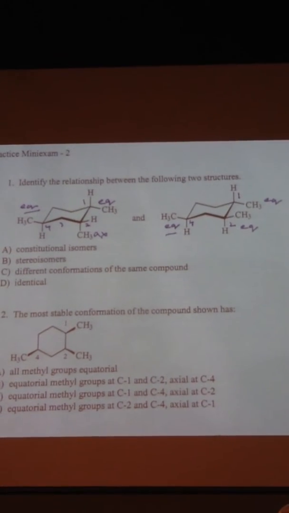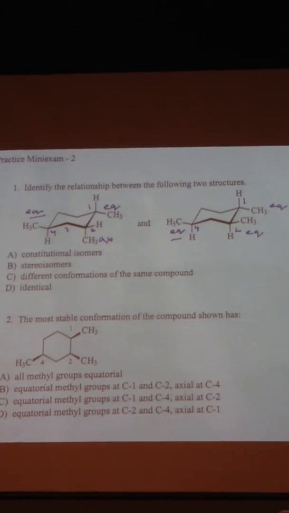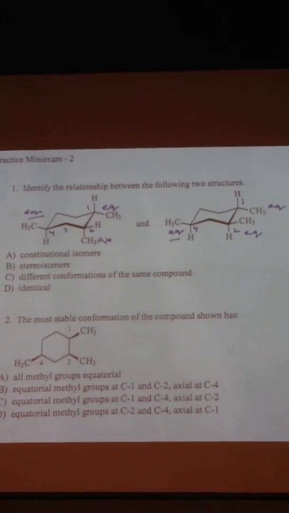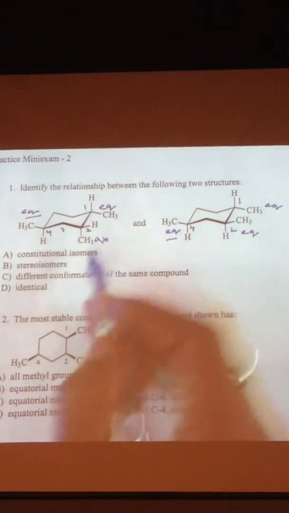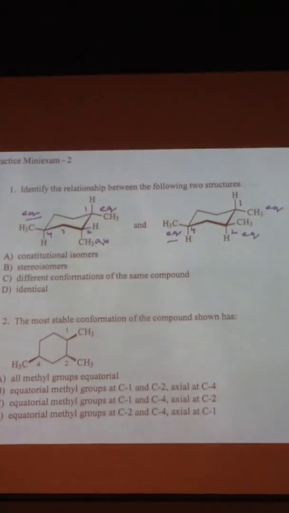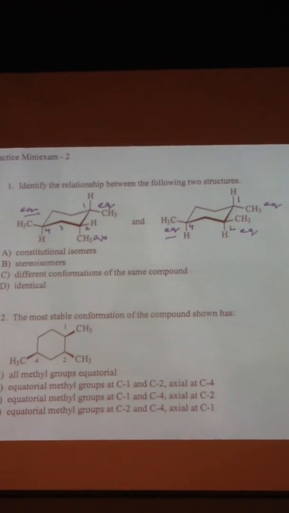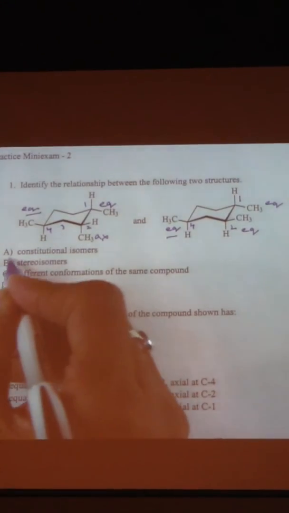Which means that they must be stereoisomers. Because the only way you can go from one to another would be if you flip this one, these two become axial, this will become equatorial. That's not the same structure as this one. So there is no way you can go from one to another, and therefore they must be stereoisomers. So E is the answer.